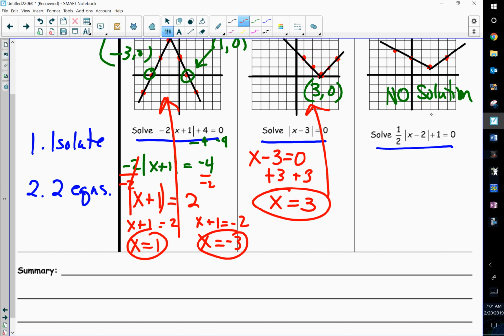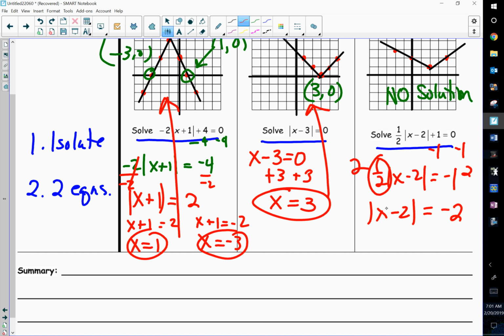The last equation, follow the steps, subtract 1 from both sides to isolate the absolute value part. Multiply both sides by 2. You get the absolute value of x minus 2 equals negative 2. Now here's the tricky part. When you take the absolute value of anything, you'll always get a positive answer. And because this equation says the absolute value of x minus 2 equals negative 2, that's not possible. That's no solution.